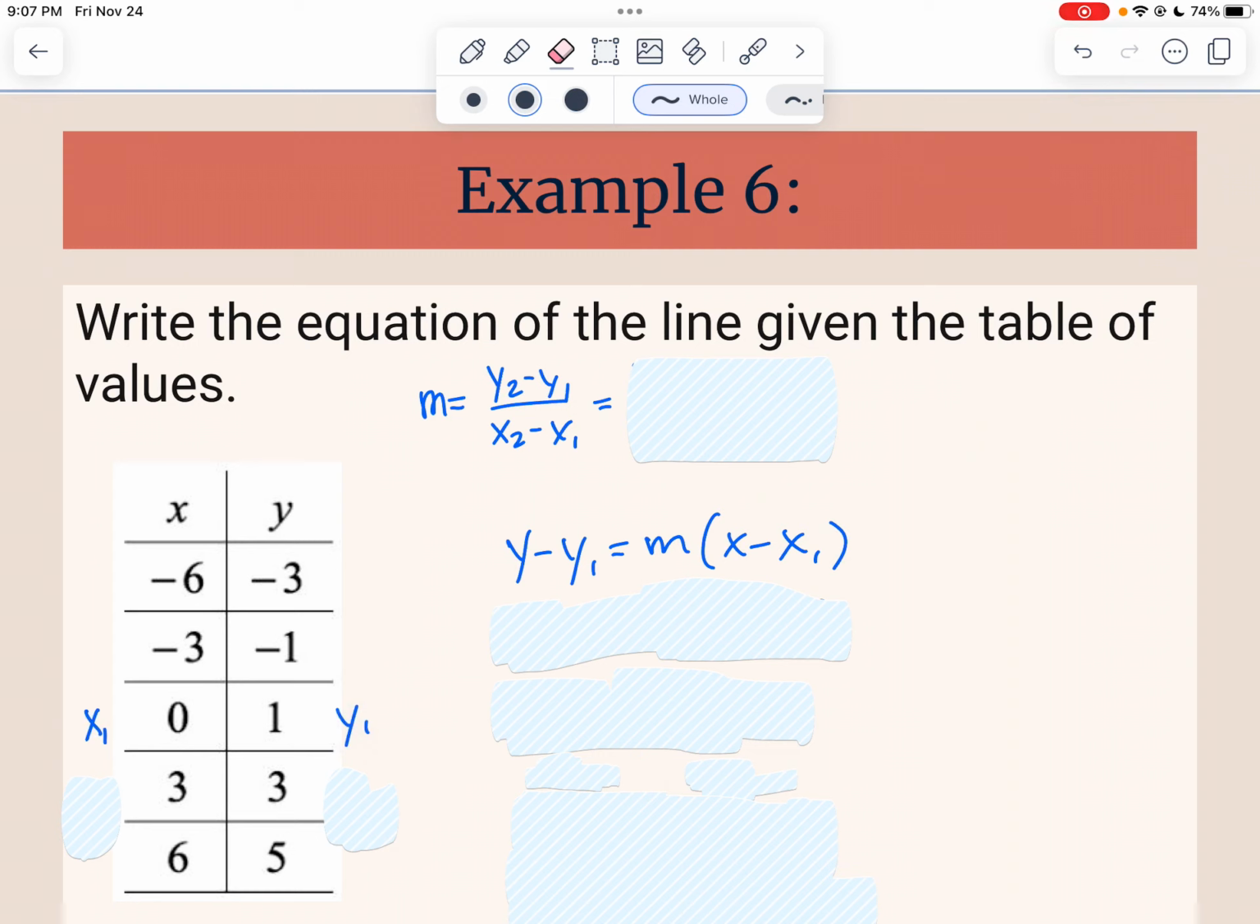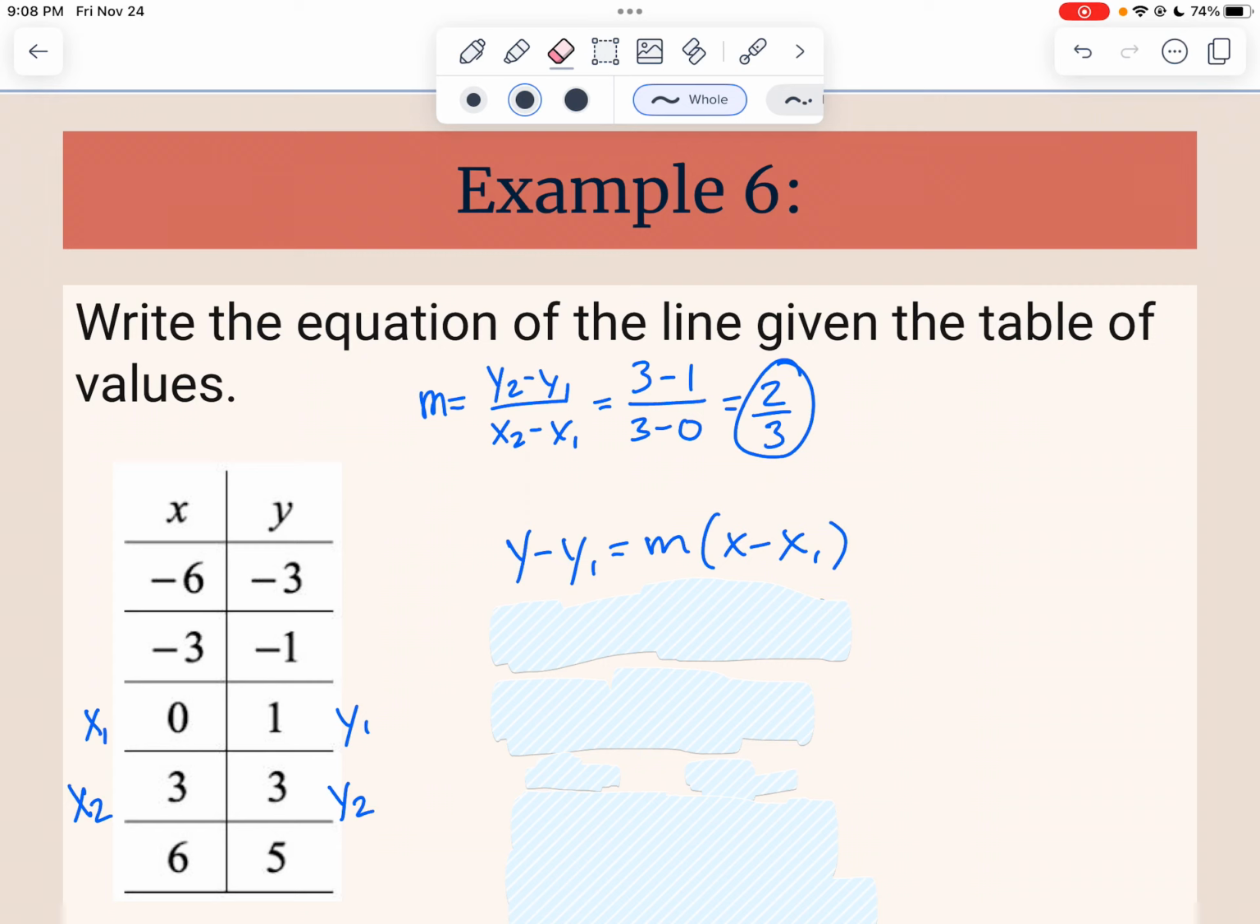So (0, 1), that's really easy. 0 and 1, friendly numbers to use. So that's my x1 and my y1 coordinate. Then for my second x and y coordinate, I'm going to use the point (3, 3). So I've labeled those x1, y1, x2, y2. Then I'm going to use my slope formula up here: y2 minus y1 over x2 minus x1. Plug my values in, and I should get a slope of 2/3. Subtract your y's, subtract your x's, and divide.